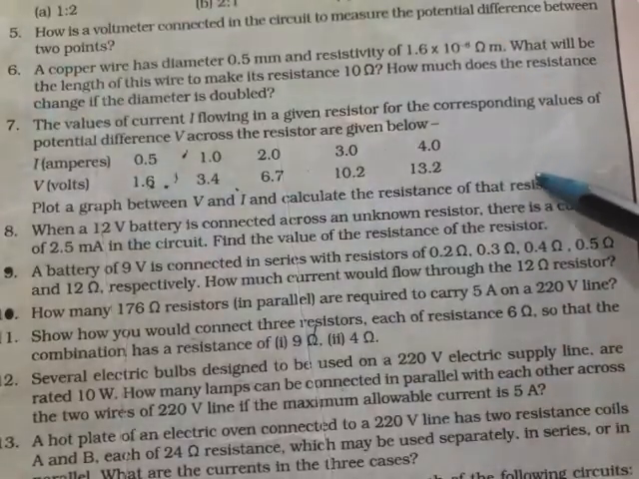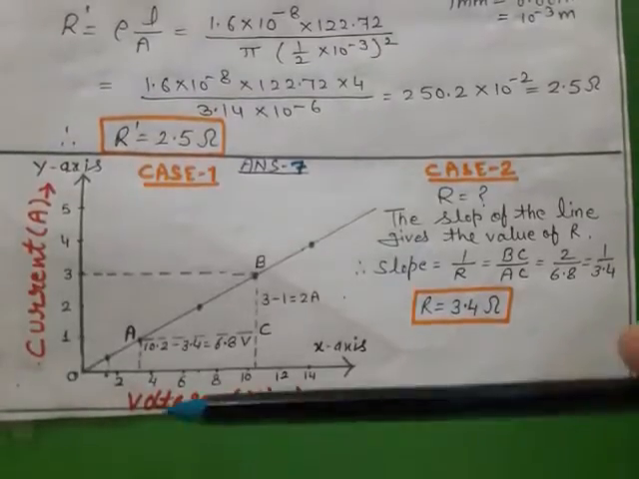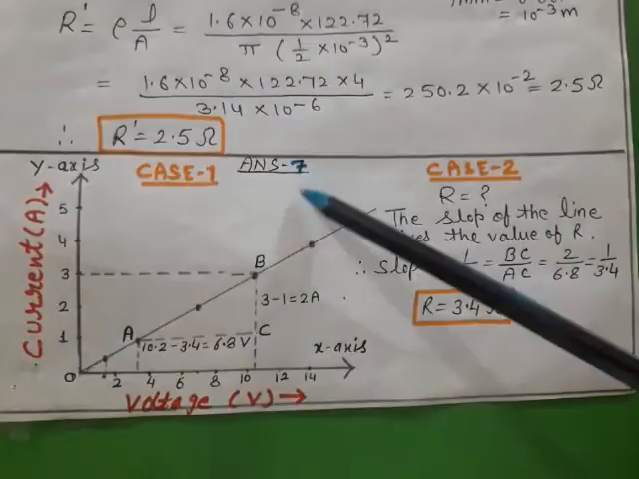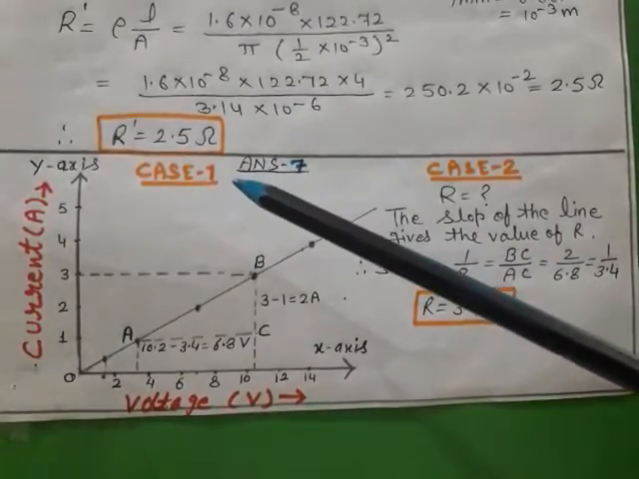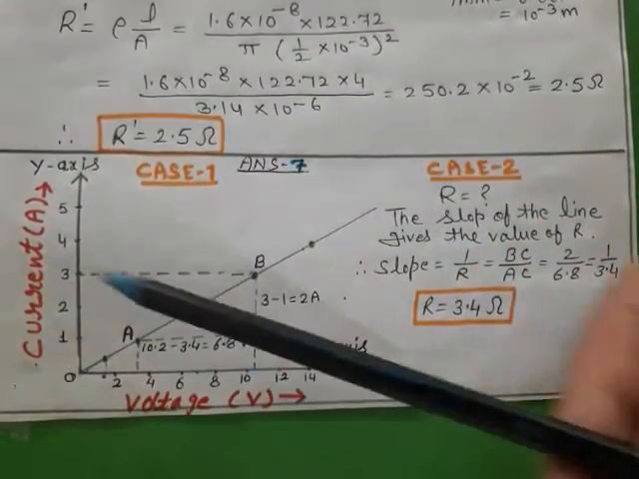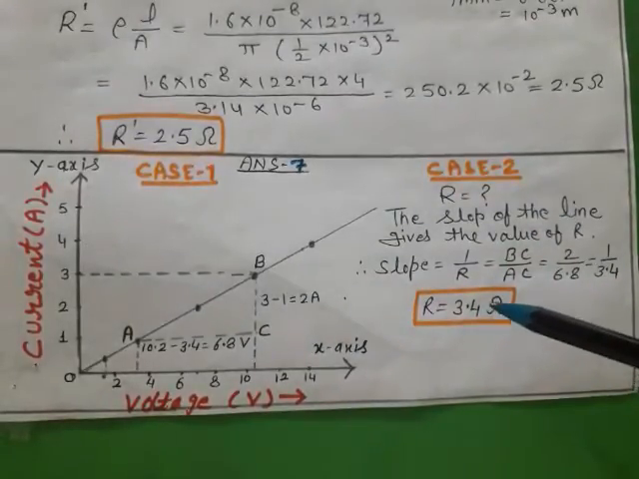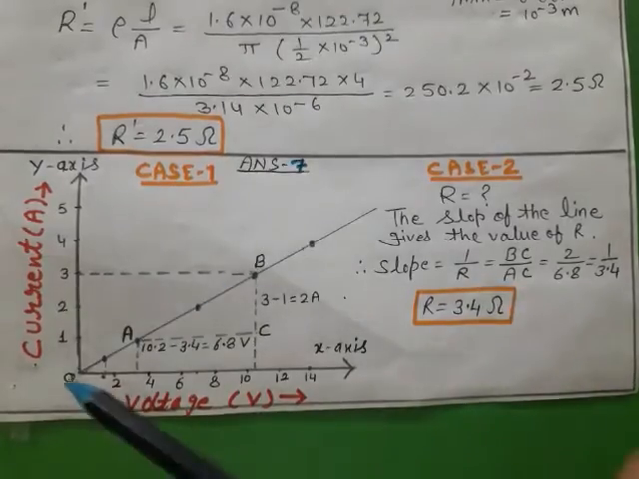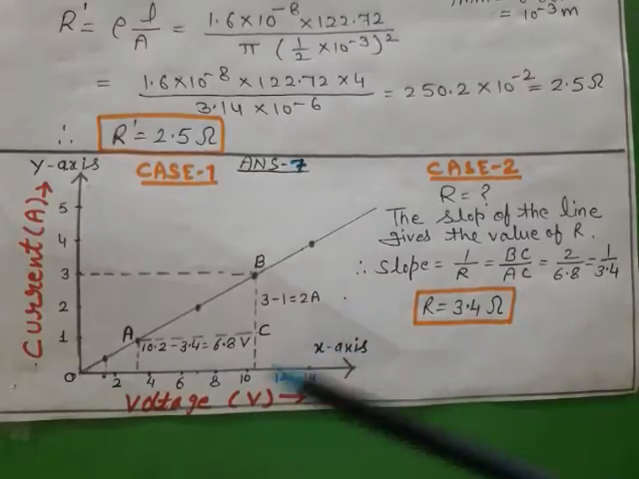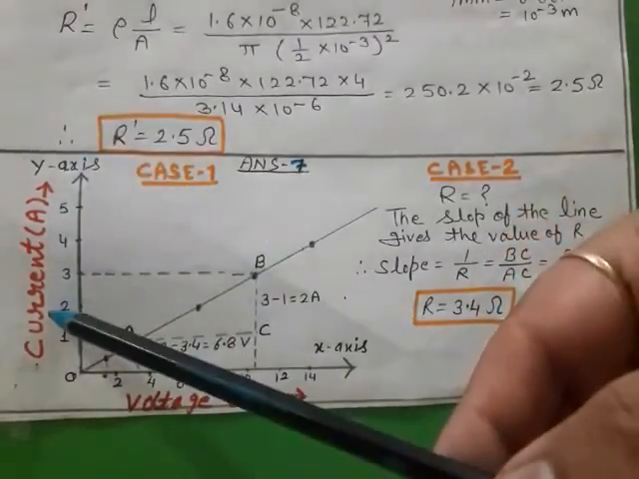Now we are moving towards the solution of this question. Now this is the solution of question number 7. Just see, as I told you, in this question two parts are given. In the first part, you have to draw the graph between potential difference and current. And secondly, you have to calculate the value of resistance of the resistor. So, on the x-axis we are taking voltage in volt, potential difference, and on the y-axis we are taking current in ampere.